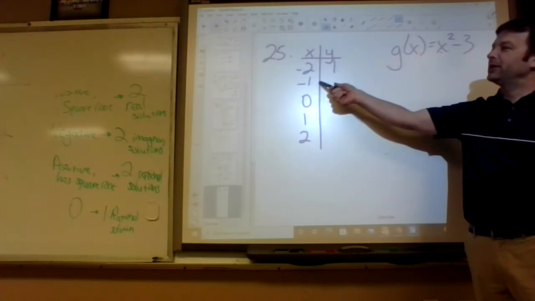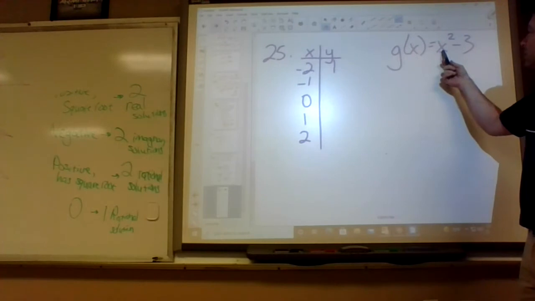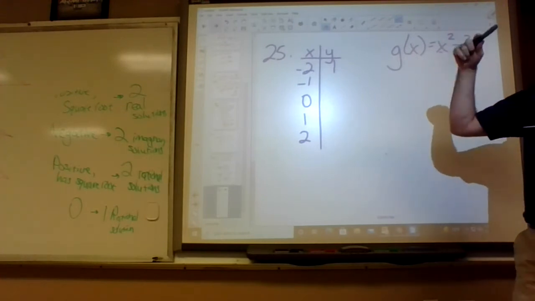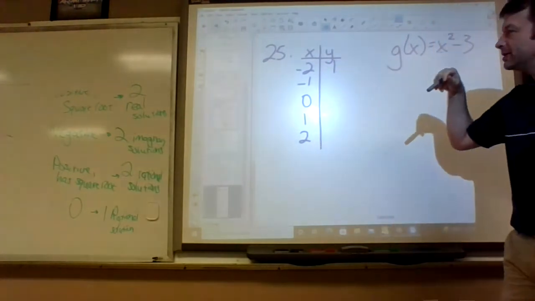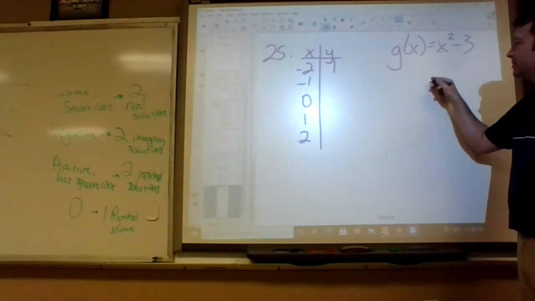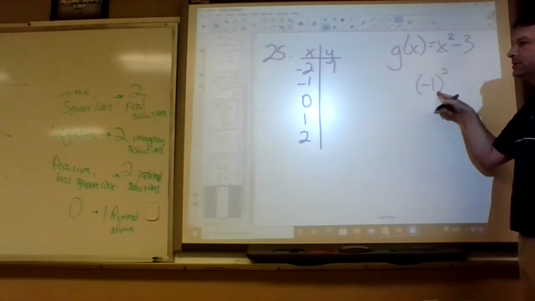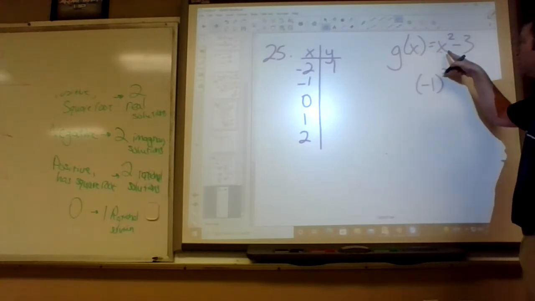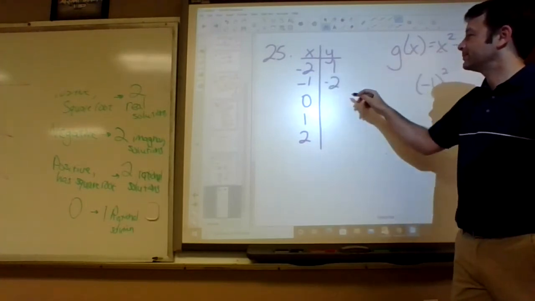Okay, -1 squared is what? -1 times -1, that's what squared means, is 1. 1 minus 3, negative 2. I'm sorry.